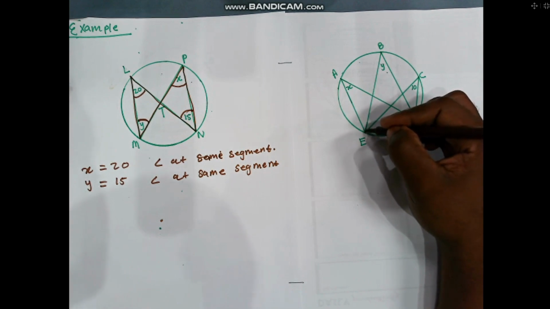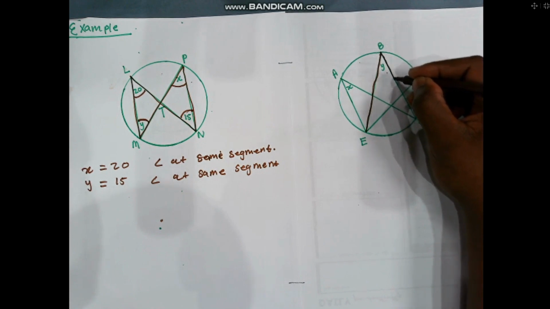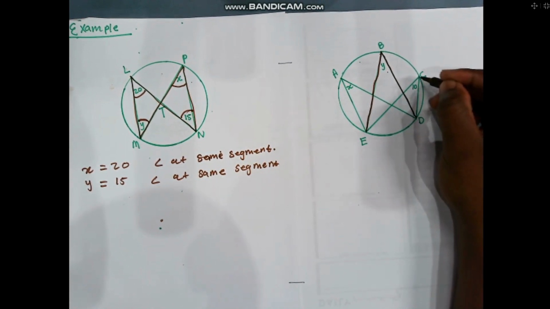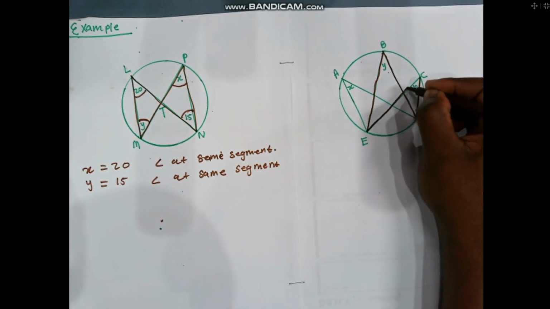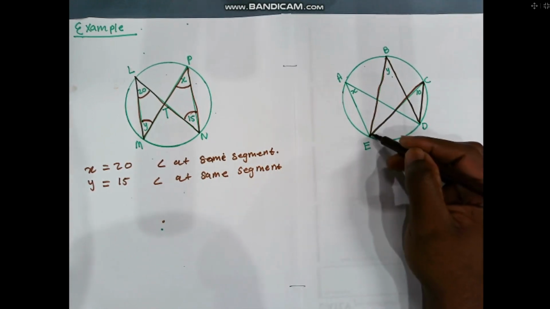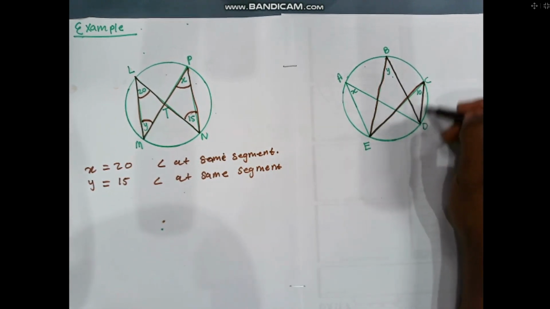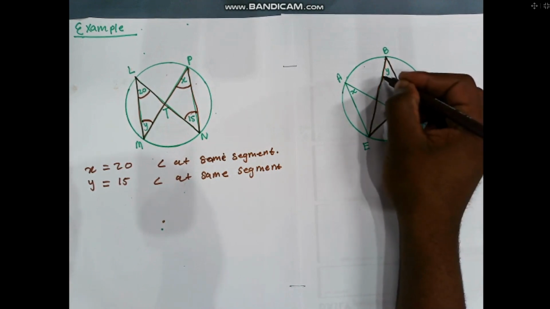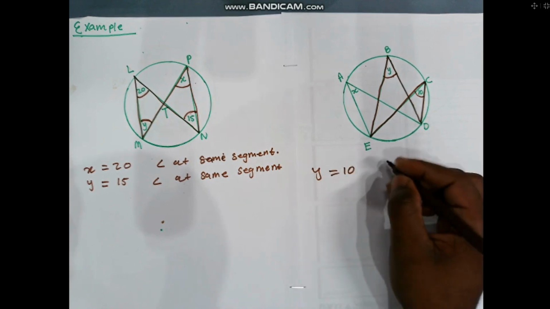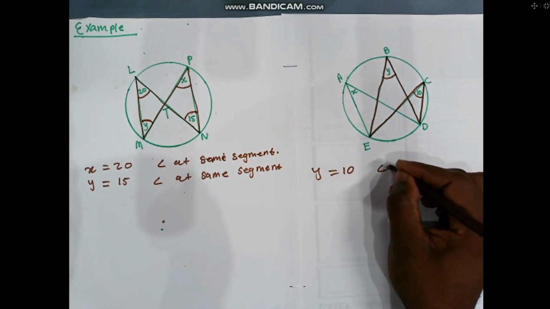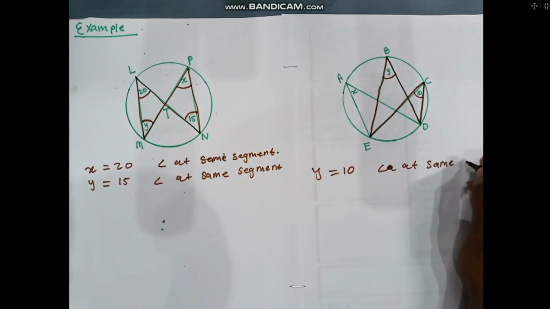There is the shape. First, make sure all the points touch at the circumference. The shape, the points they touch at the circumference, also having this butterfly shape. But circumference, and also do have this shape, then this is equal to this. So y is equal to 10, angle at the same segment.